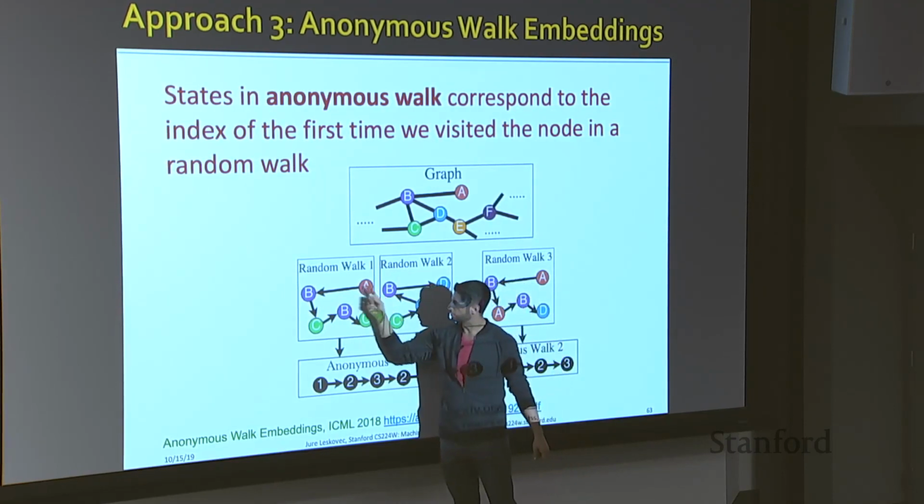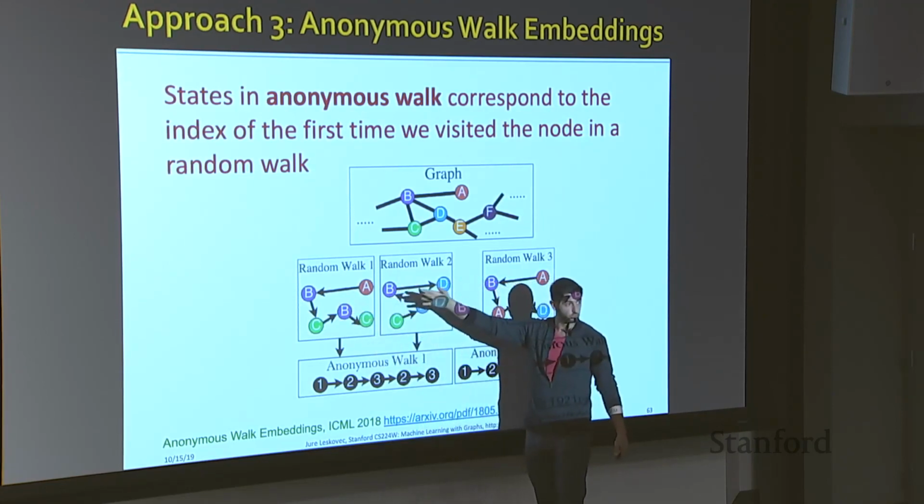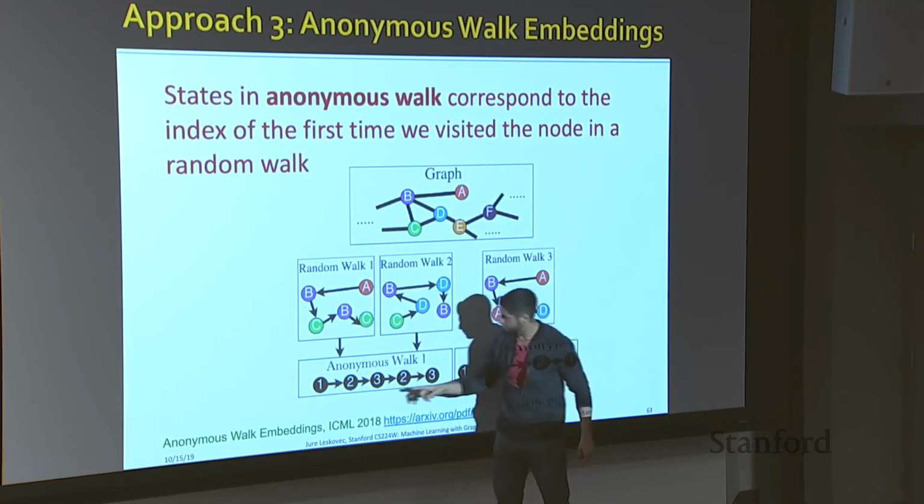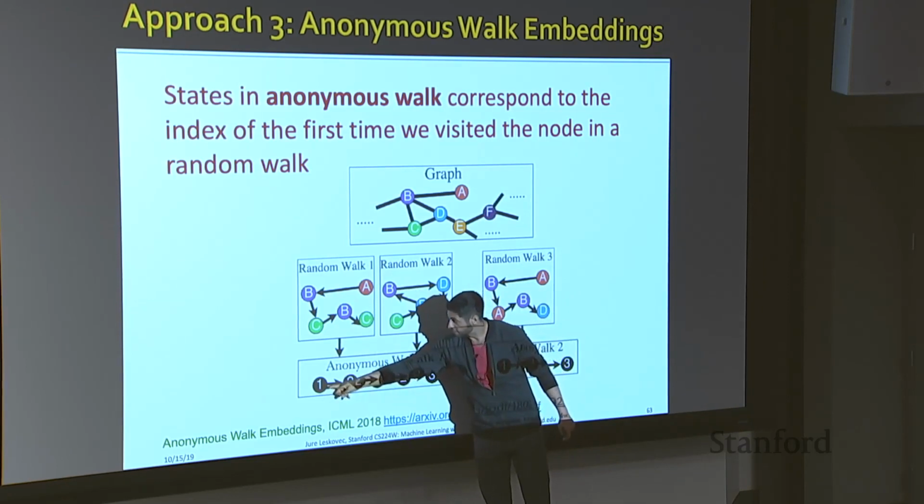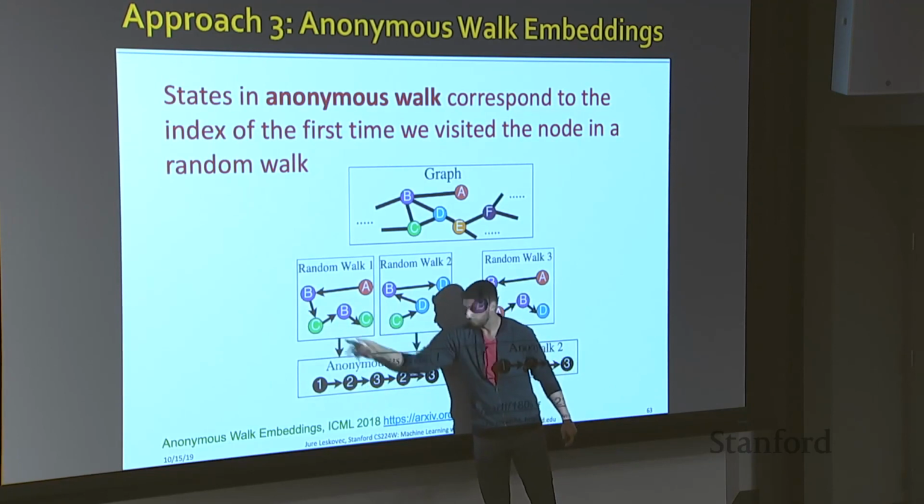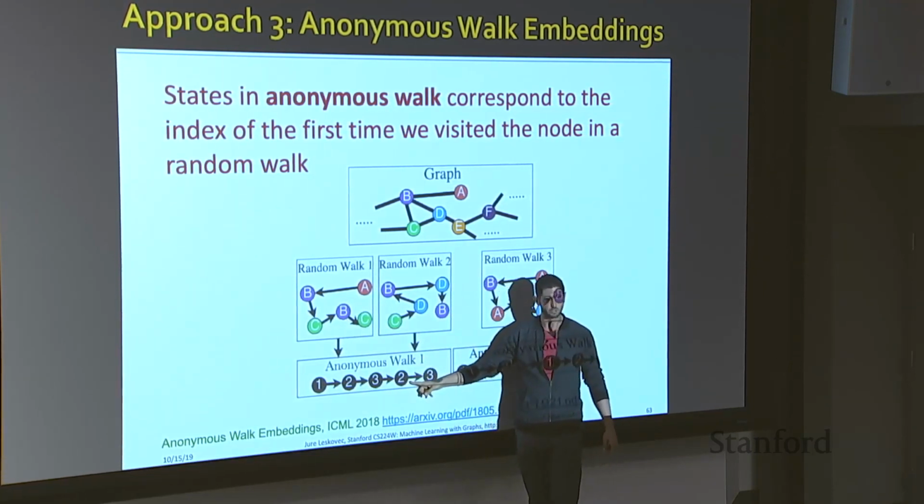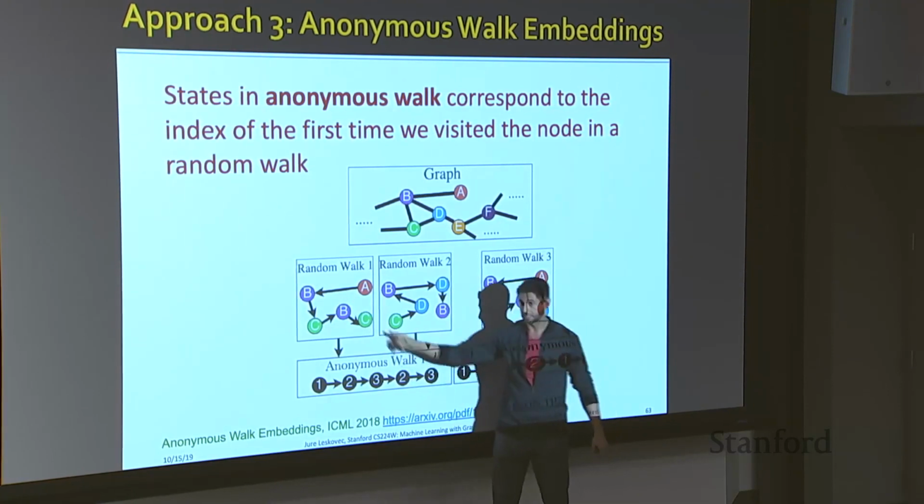So say you're going from A to B to C and to B again. The way in which you translate this random walk into a more compact representation is: okay, I've seen this node at step 1, I've seen B at step 2, I've seen C at step 3, but now that you go back to B, that's how you represent it in your random walk. You will say, okay, I visited this at step 2.